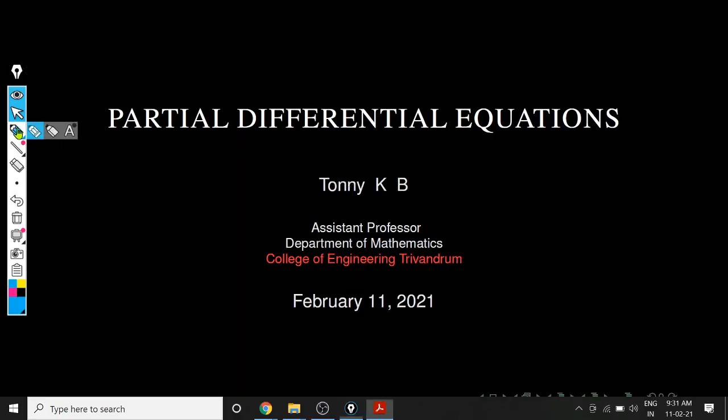Okay, today we are going to start the fourth module. In the fourth module, we will discuss partial differential equations, higher order partial differential equations, and how to solve some special type of partial differential equations.